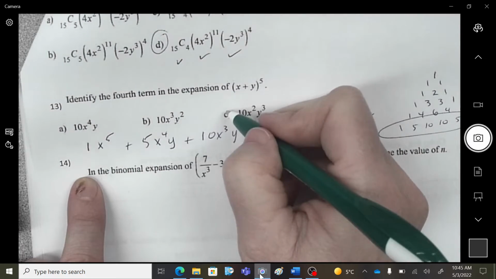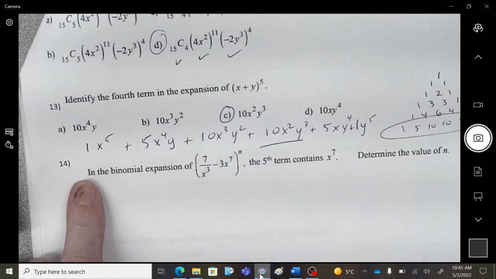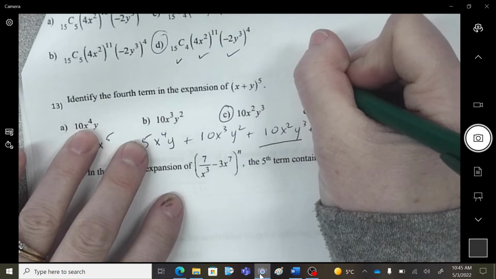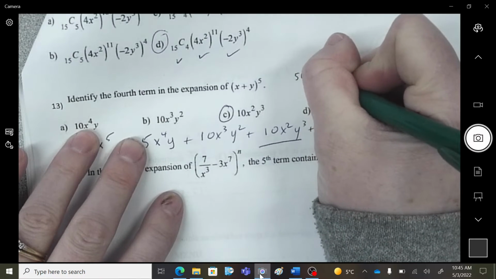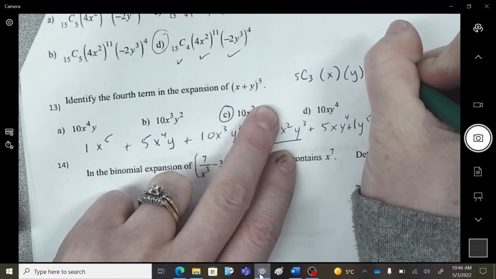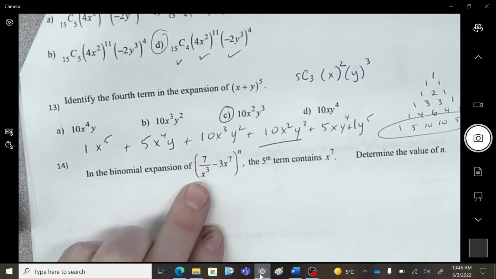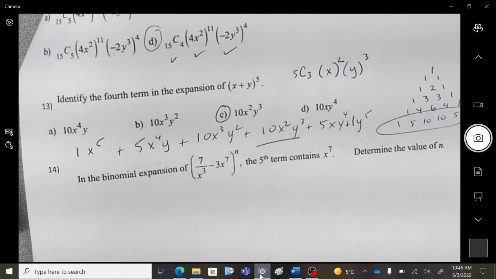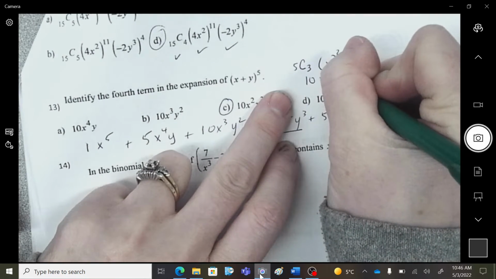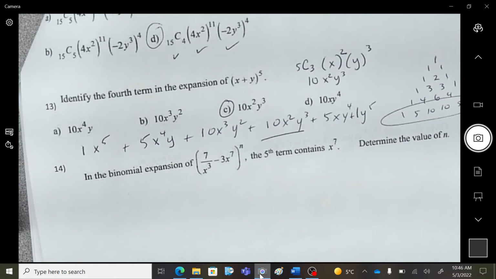is that. Okay, you also could have done 5 choose 3, x, y, this is a 3, this is the subtraction. So either way to think about it gets you there.